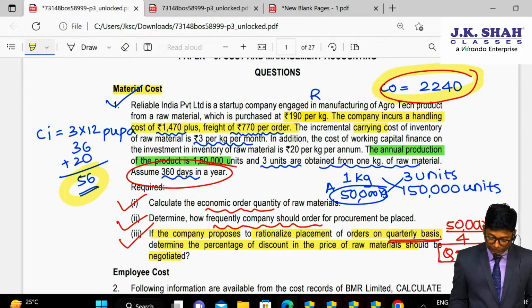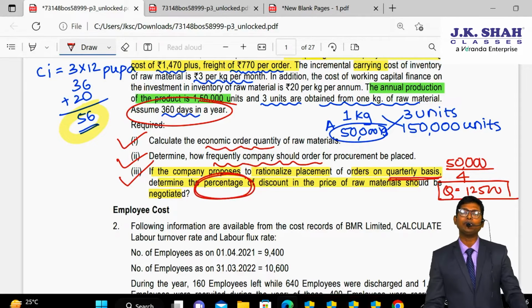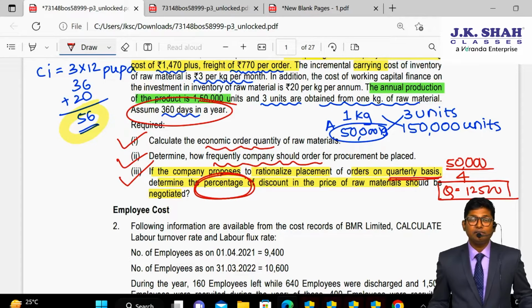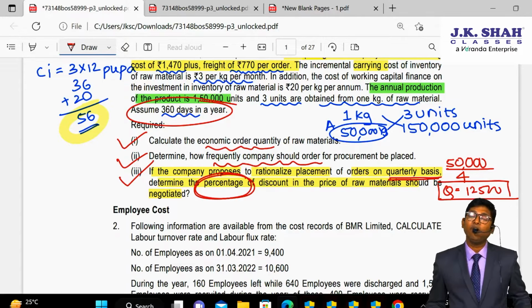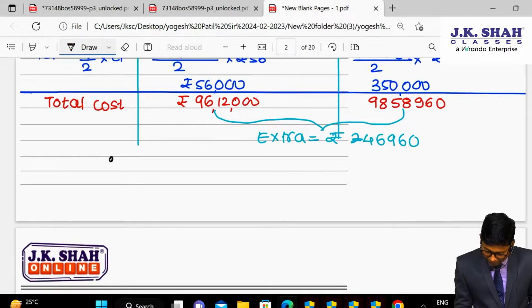But the question is not asking you to calculate the amount of discount, the question is asking you to calculate the percent discount. Guys, do we get this discount on ordering cost, on carrying cost, or on purchasing cost? Discount is always asked while purchasing the material, that's why it is related with purchasing cost.